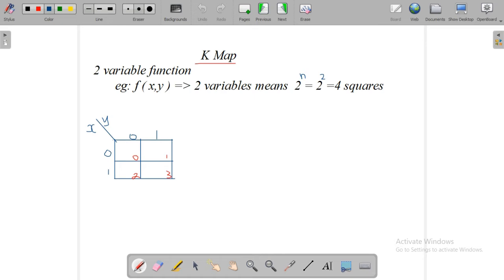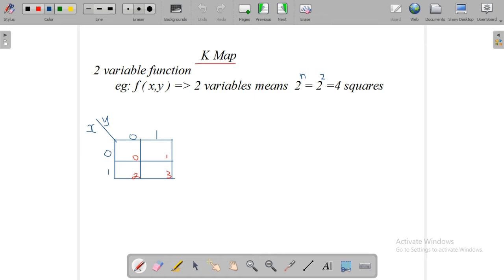So here as a revision, we are starting with the 2 variable function. For example, we can represent the function as f of x comma y. From this function itself we can identify that only 2 variables are there, x and y. If it is 2 variables, we know the formula: 2 power n values we need. That is the squares or the cells in that K-map.